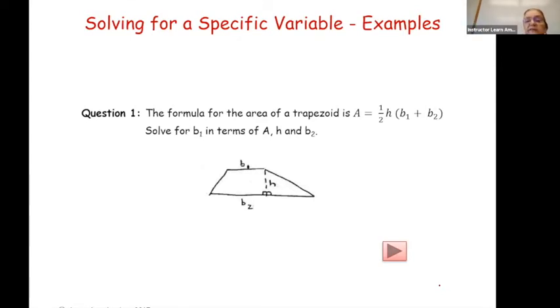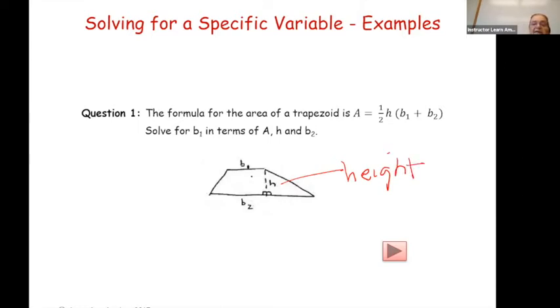The formula for the area of a trapezoid is A equals 1/2 h times (b1 plus b2). Remember that a trapezoid is a quadrilateral, that is a 4-sided figure, and it has a pair of parallel sides. Those are called the bases. And the altitude or height of the trapezoid is the vertical or perpendicular distance between the bases. So the height here is denoted by the h, sometimes called the altitude of the trapezoid.